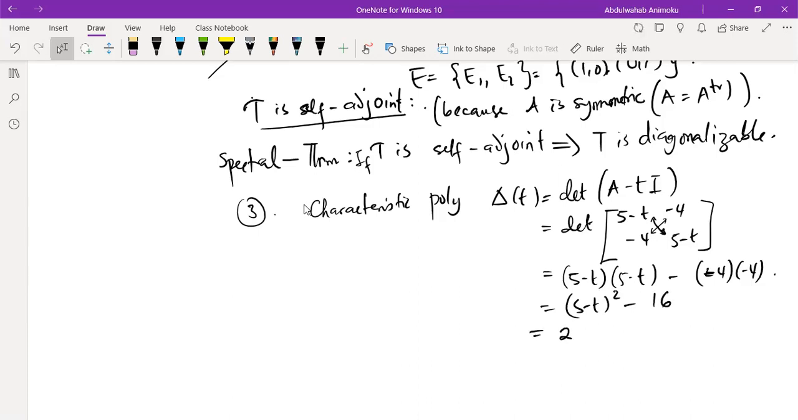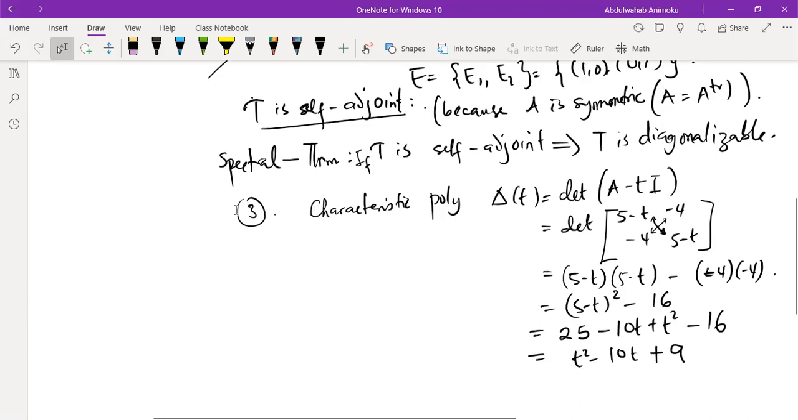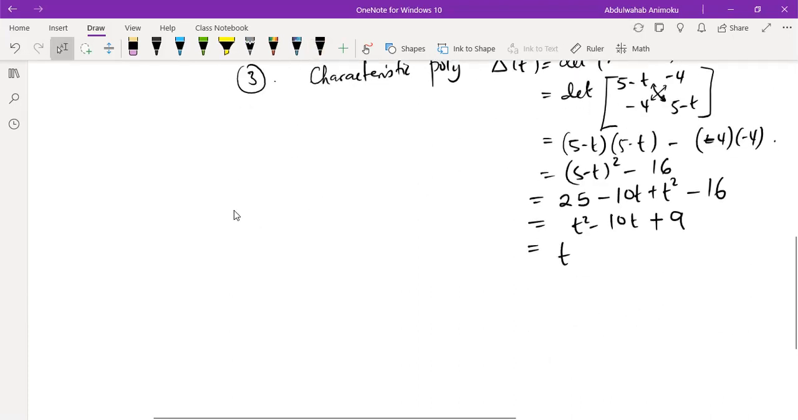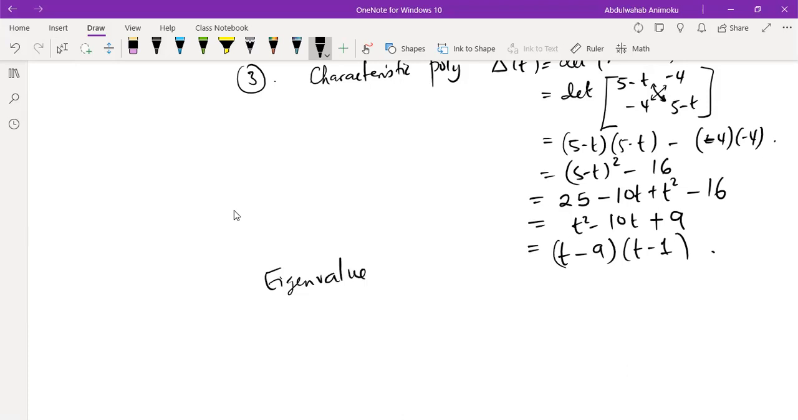Now, when you expand this, it gives us 25 minus 10t plus t squared minus 16. Simplifying this further gives us t squared minus 10t plus 9. From here, we need to factorize this, and we should know how to do quadratic expression factorization. This gives us (t minus 9)(t minus 1). Now that we have the characteristic polynomial, we can use it to get the eigenvalues. What would the eigenvalues be? They would be the roots of this characteristic polynomial.